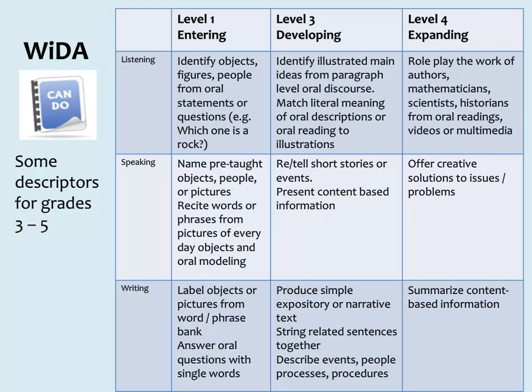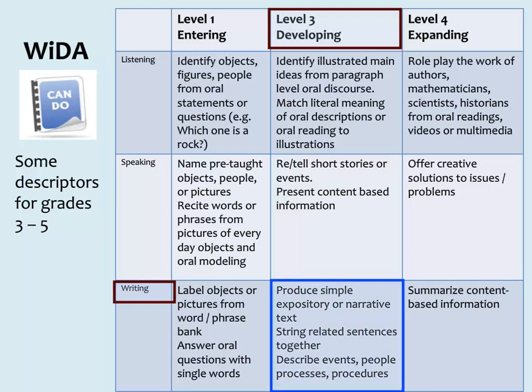For example, based on the indicators, you can expect that students who are at a developing level of English language proficiency in writing can produce simple expository or narrative text, string together related sentences, as well as describe events, people, processes, and procedures. Links to the WIDA website and the full documents regarding the can-do descriptors are included in the next section of this Explore.